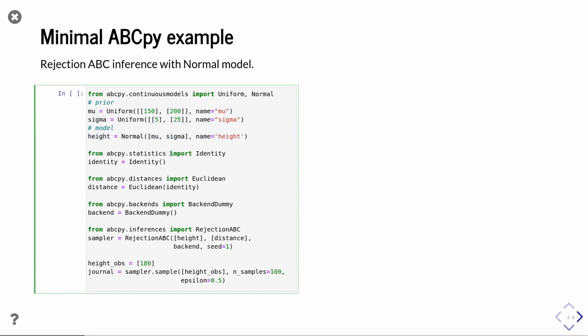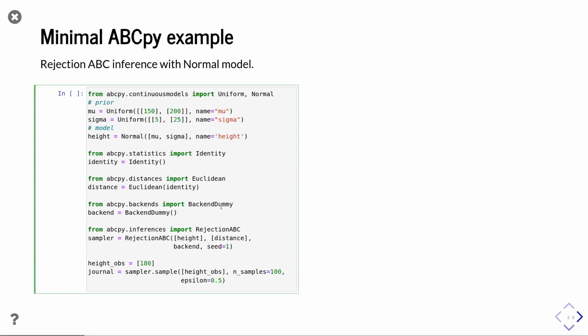Next, what you need to define is the summary statistics, which are used for ABC. For this very simple example, I'm just using the identity summary statistics, which just means I'm using the full data set, which in this case is actually just univariate, to perform inference. Next, you need to define the distance. In ABCpy, we implement some distances I will describe later, but here for the sake of simplicity, I'm using the standard Euclidean distance. And finally, you need to define a backend object, which is used for parallelization if needed. For this very simple example, I'm just using the dummy backend, which means no parallelization at all is used.